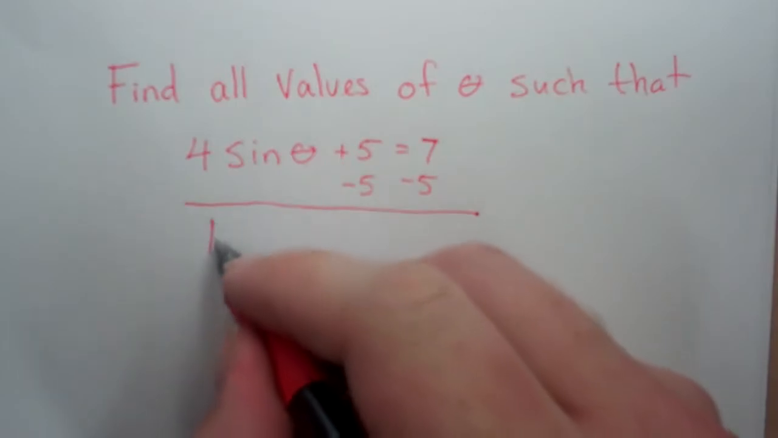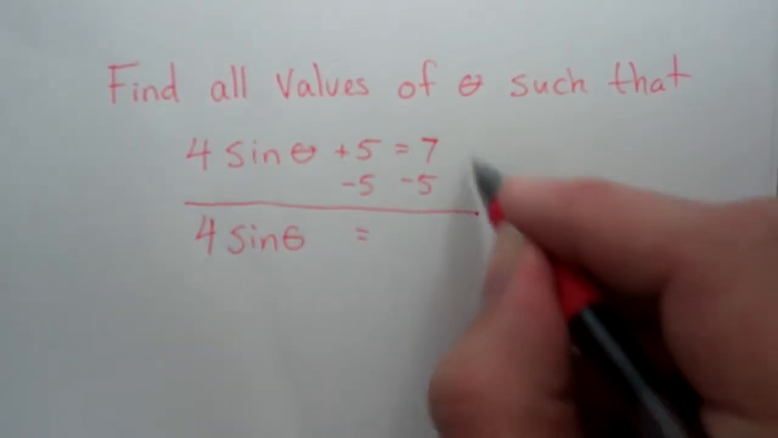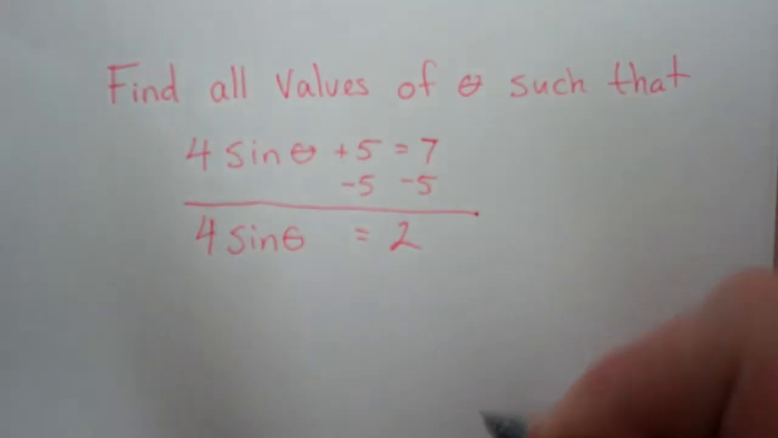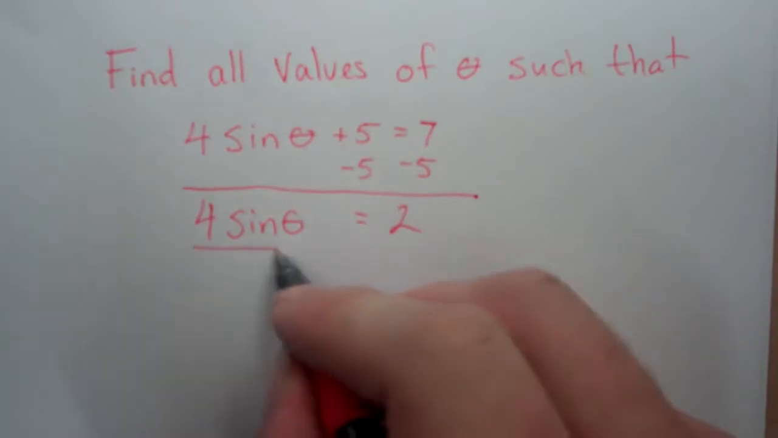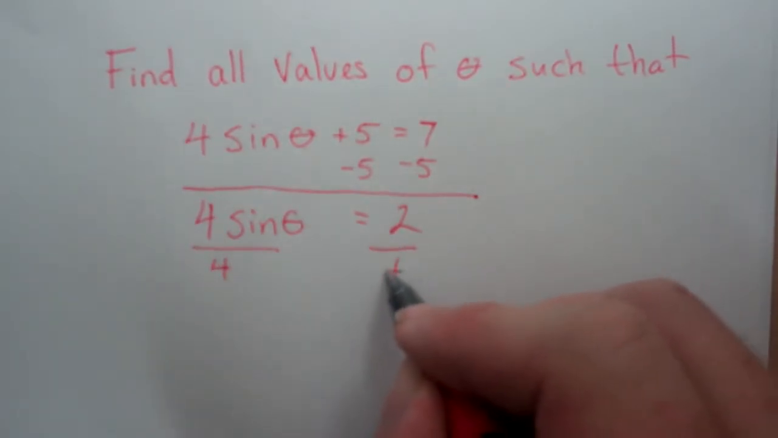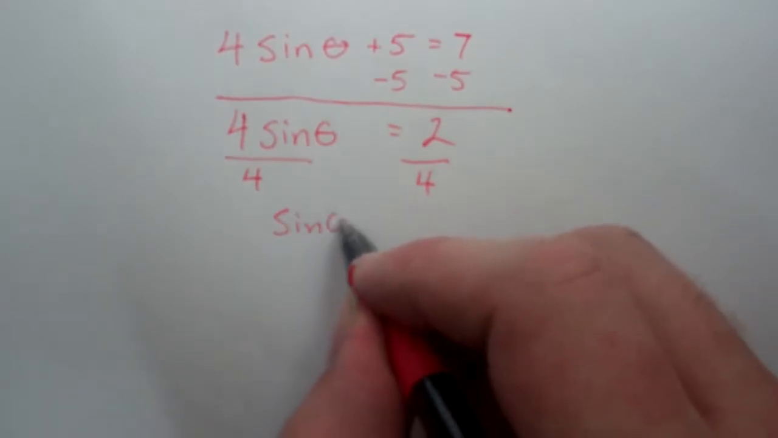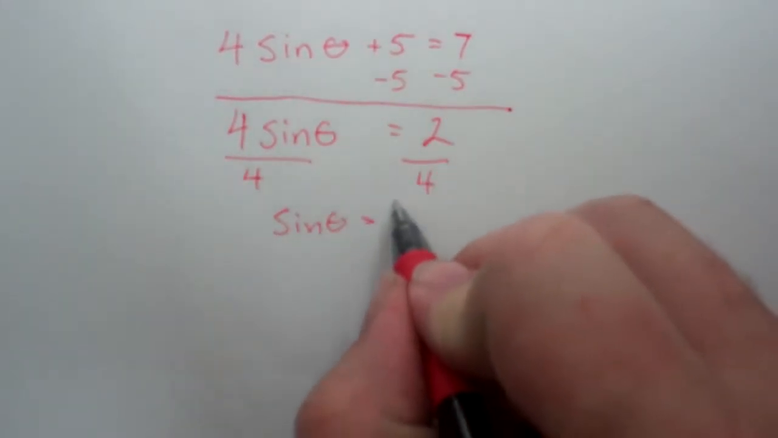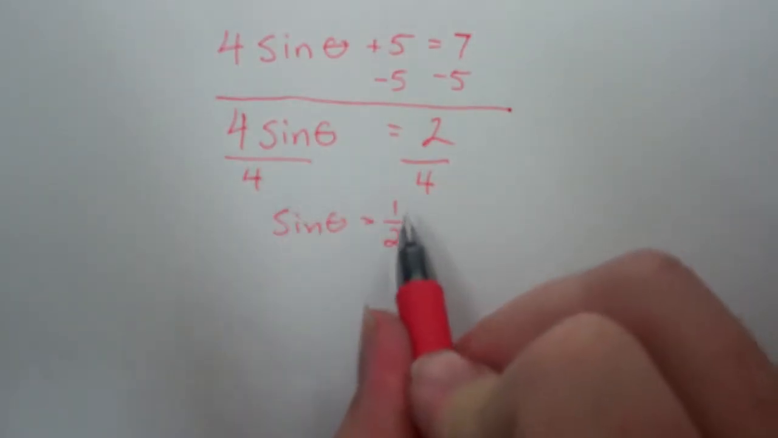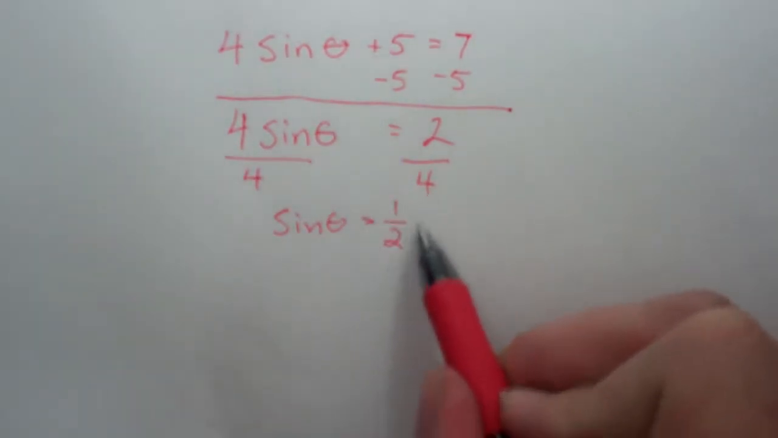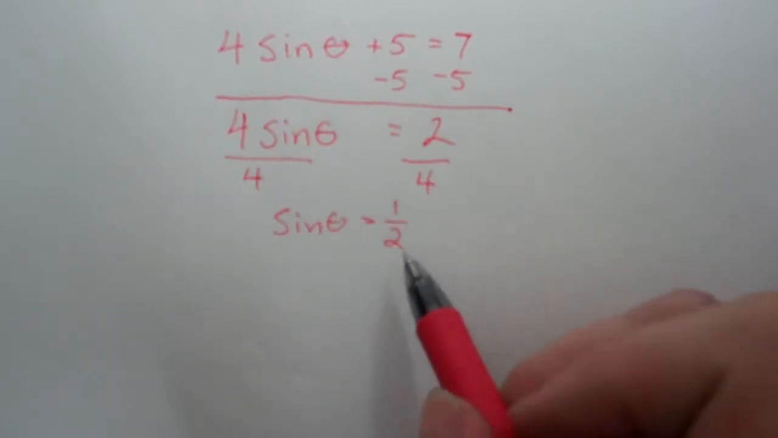And we end up with 4 times the sine of theta is equal to 2. Now, to isolate the sine of theta here, we'll divide both sides by 4. And we end up with the sine of theta is equal to 2 over 4, which is 1/2. Now, the sine of theta equals 1/2. This 1/2 should be a value that is very familiar to you.